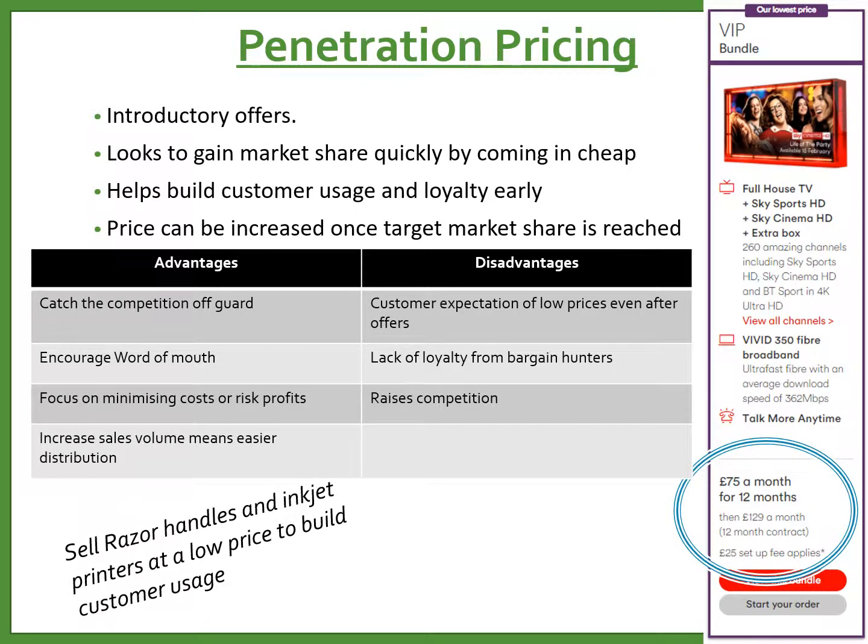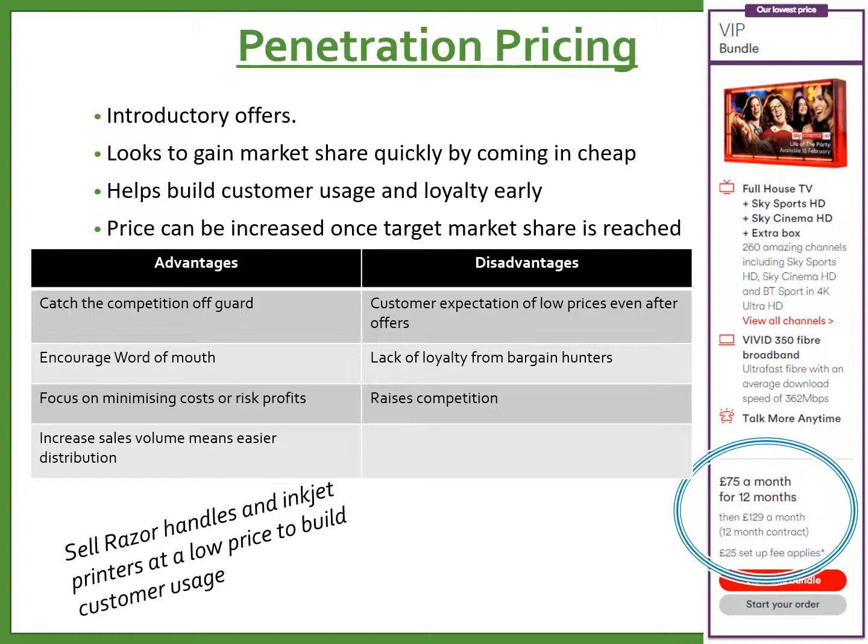Right, penetration pricing. So this is like introductory offers. So basically it looks at you coming in at a very low price, so you gain market share quickly, and then it builds on customer loyalty and customer usage. And usually then the price can increase once the target market share is reached. So things like subscriptions are usually done with penetration pricing. Like £75 a month is the example here for 12 months and £129 a month afterwards.